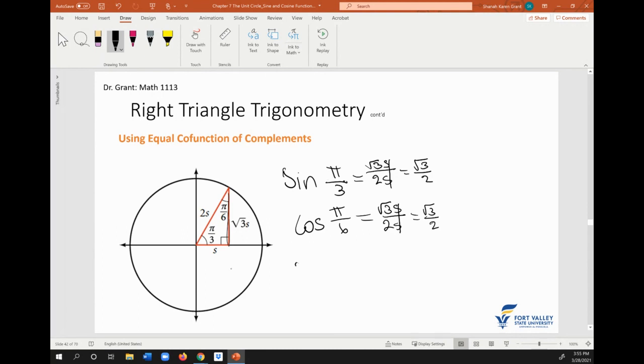If we were to look at, let's say, sine of pi over 6, so that's opposite, which is s, over hypotenuse, that's 1/2. But look at cosine of pi over 3. That's going to be adjacent, which is s. Adjacent of cosine is here. Adjacent of pi over 3 is there. And your hypotenuse is 2s. This is also 1/2. So this is what we call cofunction of complements.